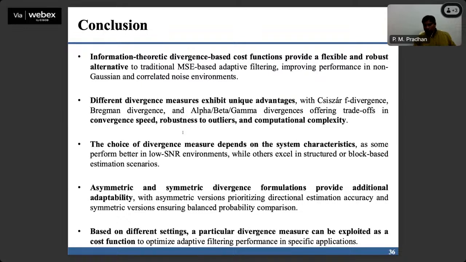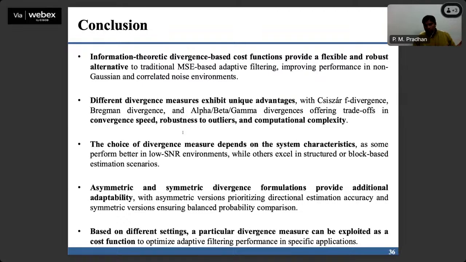All of these divergence measures have their asymmetric counterparts as well as symmetric counterparts. The conventional ones are asymmetric counterparts. Okay, understand that there is a difference between these error square cost functions, which were symmetric cost functions, whereas your conventional information theoretic divergence measures are asymmetric in nature. You can find out a symmetric counterpart, but conventional ones are asymmetric in nature. So based on different settings, a particular divergence measure can be exploited as a cost function to optimize the adaptive filtering performance in specific applications. Okay.